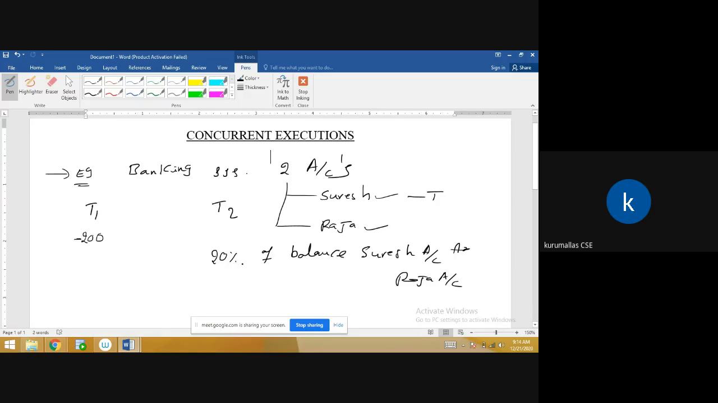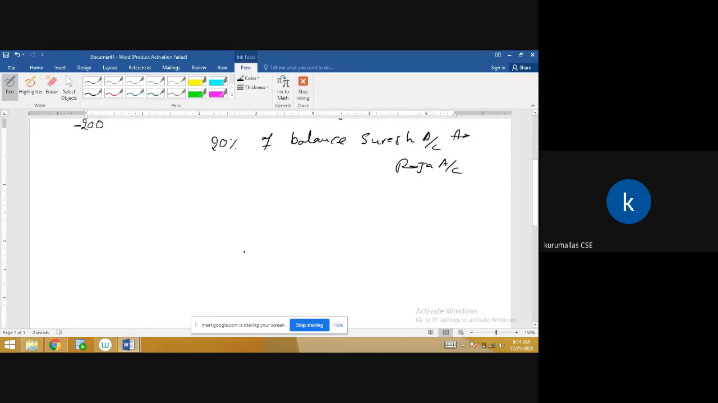By seeing one example we can understand easily. Before doing transactions T1 and T2, we should know the account balance of Suresh account and the account balance of Raja account. The initial balance of Suresh account A is 1000 rupees and Raja account balance is 1500. We have two transactions, T1 and T2.